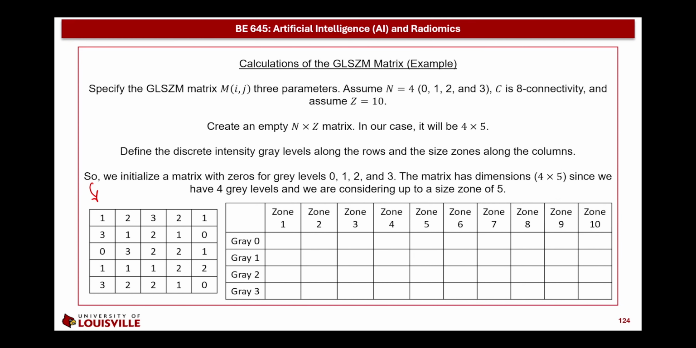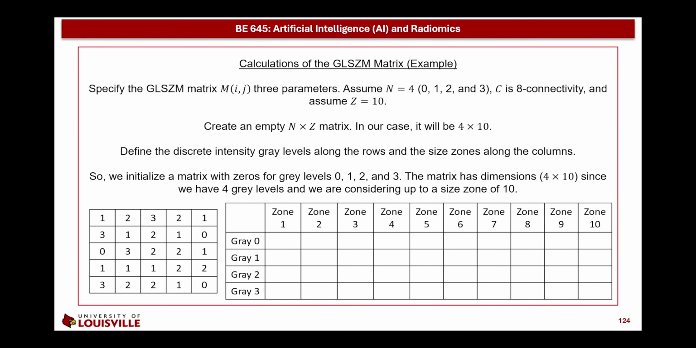And Z will equal 10, let's assume that number, and we will understand after a bit why we assume it, what the best practice is to select the Z value, and why we didn't multiply the width by the height to build the initial size zone matrix. After that, we will create an empty matrix with the shape of n multiplied by z, so the shape will be 4 multiplied by 10.